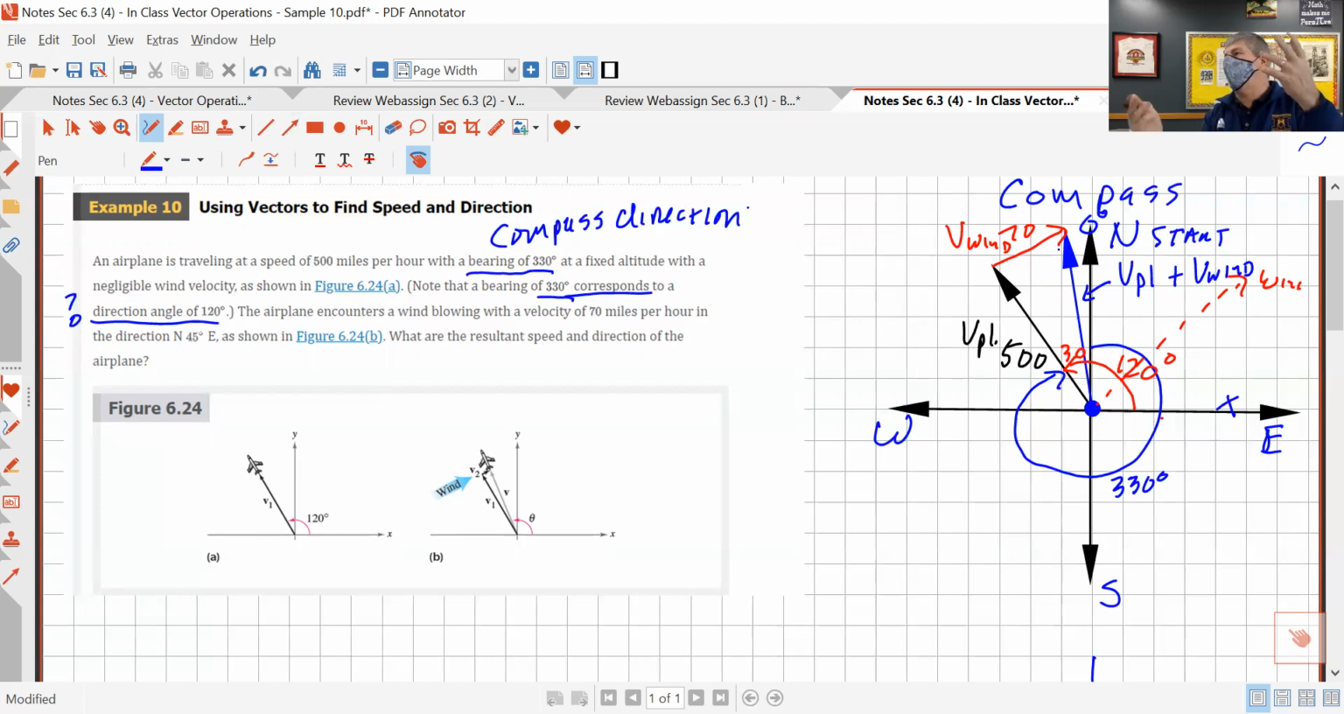Okay, so we got to be careful when we fly airplanes. If we got to go to Tampa, we just don't set the setting for Tampa. We have to account for the wind. If we don't account for the wind and set that setting, we're going to end up in Hilton Head or Myrtle Beach or somewhere. Okay, which isn't a bad place to end up, but it's not where you wanted to go.